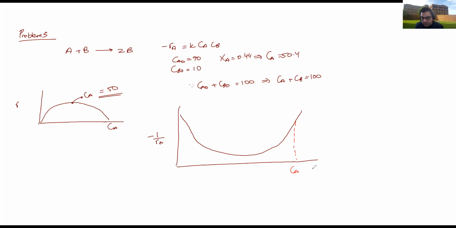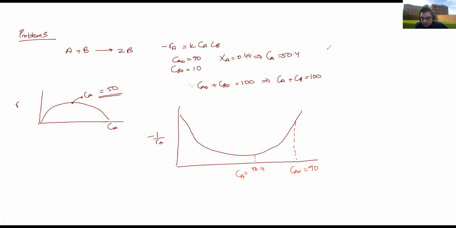CA naught is 90, and my final CA is 50.4, which is just here, right? And this is CA. What's the problem asking for in this case? What flow reactor or combination of flow reactors is best, in that it gives the smallest total volume of reactors needed?